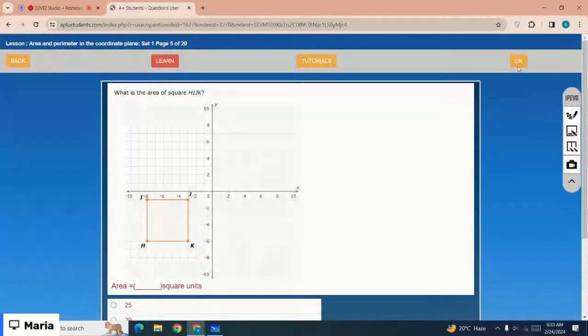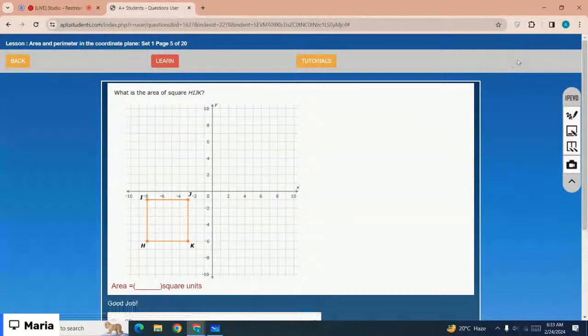Which is the correct option? What is the area of the square HIJK? Each side length is 5. So the correct option is, yes, that is 5 times 5. The correct option is 25. The correct option is 25 square units.